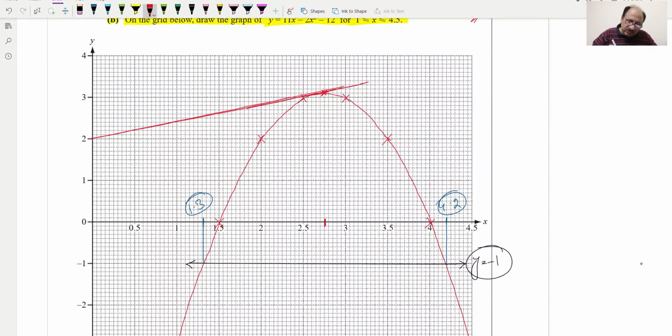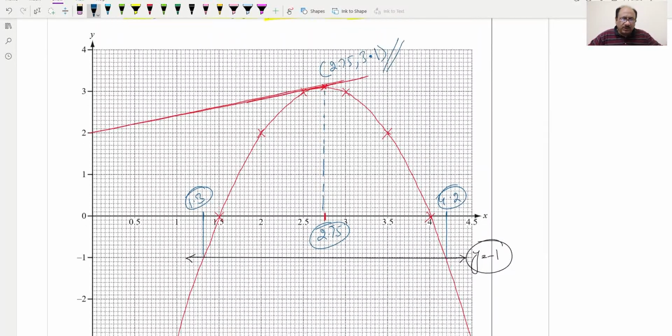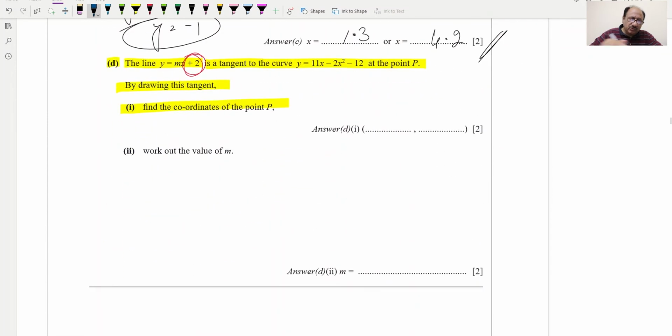So X is this one. We can draw the X coordinate, we can show over here, and this will be 2.75, this one, and the Y value will be 3.1. So the coordinates of this one will be 2.75 and 3.1.